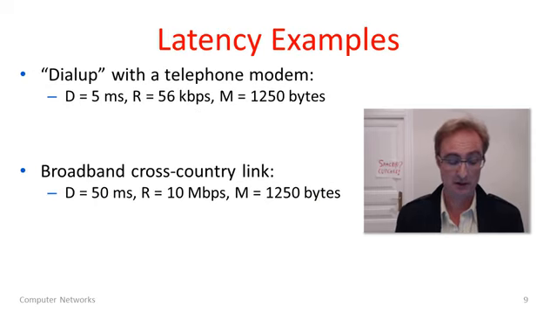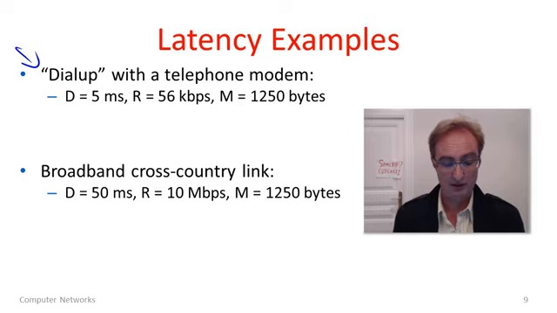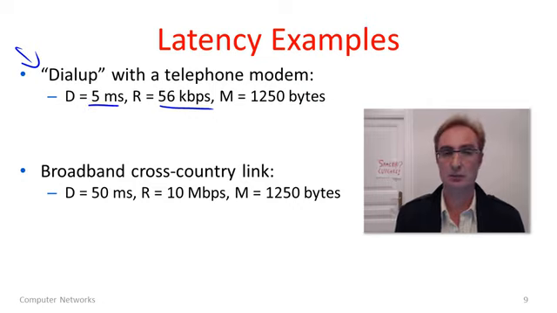Okay, so on with a couple of examples. I've got two different cases for us to compute the message latency. First of all, let's consider dial-up, sending over a telephone modem. This is an old style use of sending bits of information over the telephone network. The rate there was 56 kilobits per second, a fast modem, 56,000 bits per second. And we'll just talk about a delay of 5 milliseconds. So we're sending from your computer to another computer fairly close by, maybe in the same city.